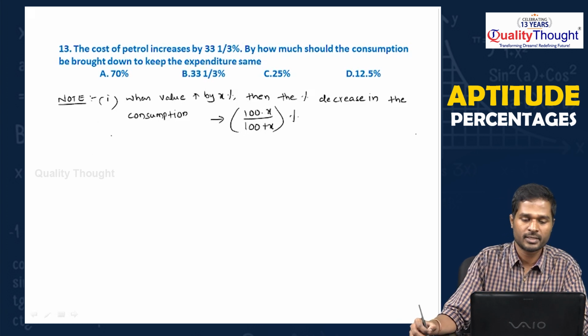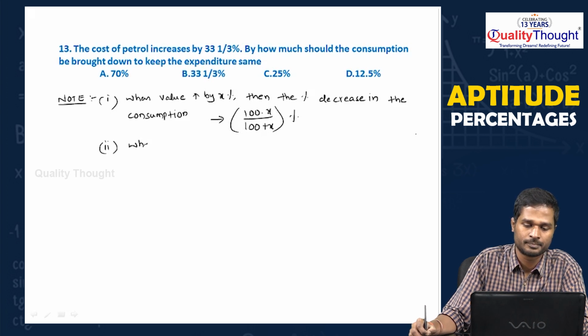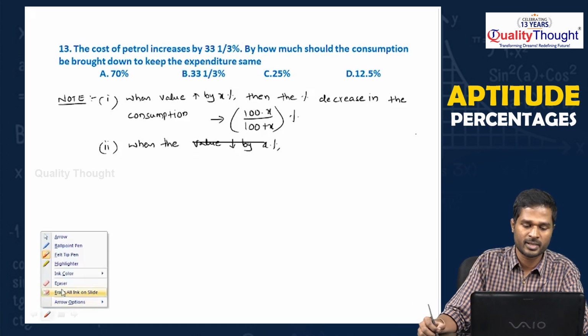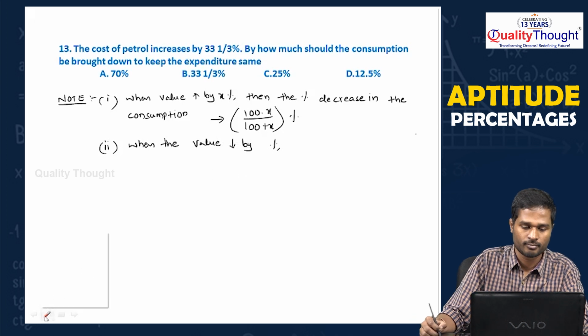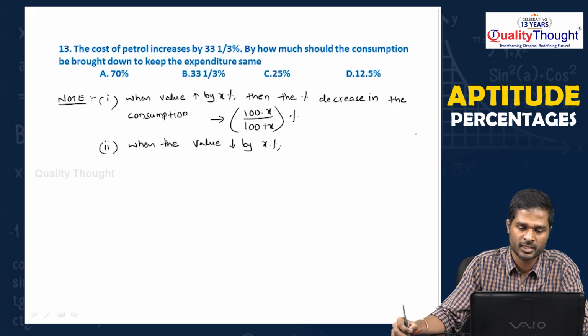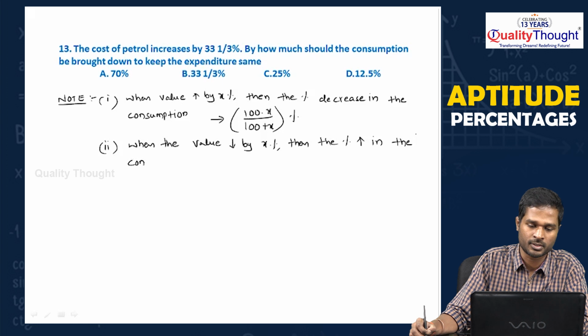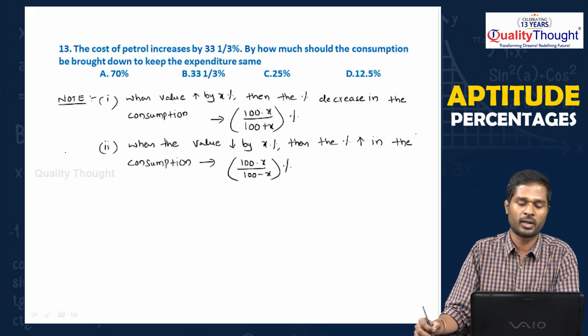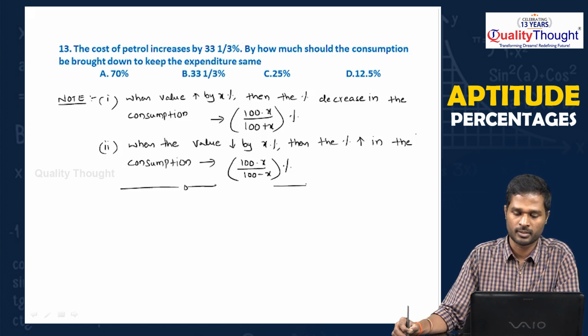This is the case. For example, if the opposite happens, when the value decreases by X percentage, then the percentage increase in the consumption is 100 into X by 100 minus X percentage. So these are the things we need to keep in mind. Remember these notes, these are important.